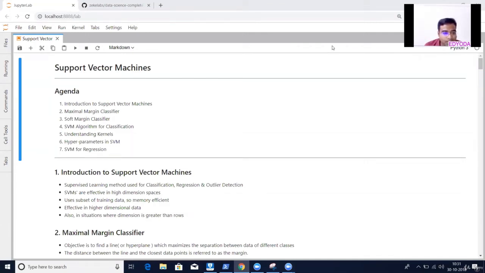Today we'll be discussing support vector machines. The agenda for today's discussion would be introduction to support vector machines, maximal margin classifier, soft margin classifier, support vector machine for classification, understanding the concept of kernels, hyperparameters for SVM, and support vector machines for regression. So let's start with the first topic, which is introduction to support vector machines.